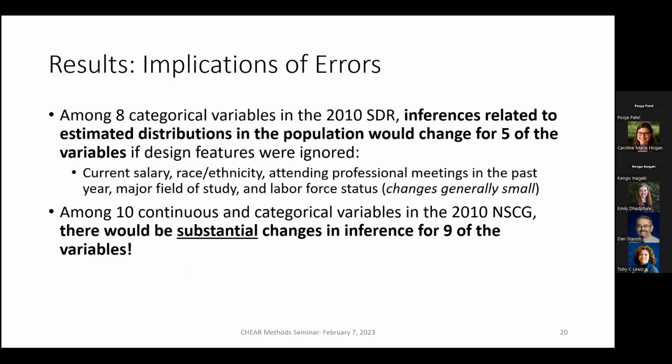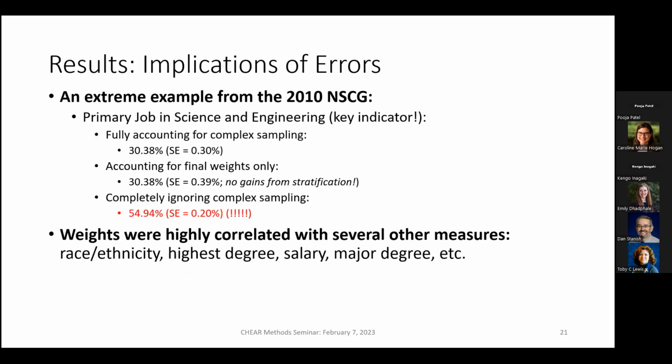Current salary, race and ethnicity, attending professional meetings in the past year, your major field of study, your labor force status: different inference. And if you look at 10 continuous and categorical variables in the 2010 National Survey of College Graduates, 9 of them changed. So in this case, the weights are very informative about the measures. Substantial, sorry. I'm going to show what I mean by substantial in a second.